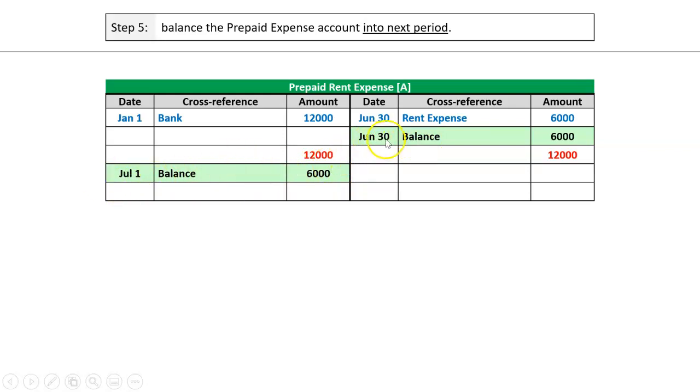Don't forget to carry forward because see that says June 30, end of this period. July 1st is the start of the next period. So it needs to have an opening balance next period. It's called carrying the balance down or carrying it forward. So don't forget to do that too. And now we've done all 5 steps.